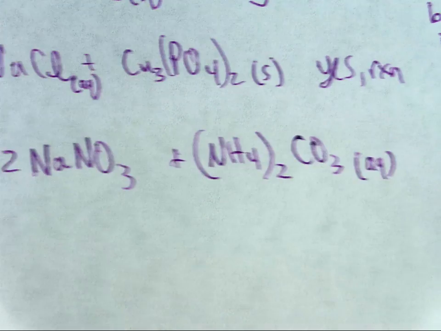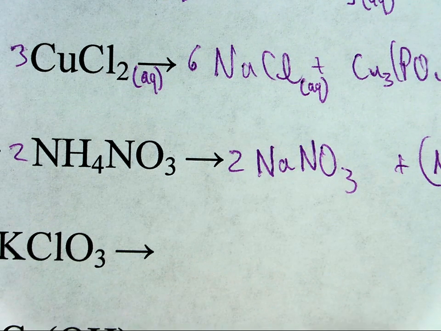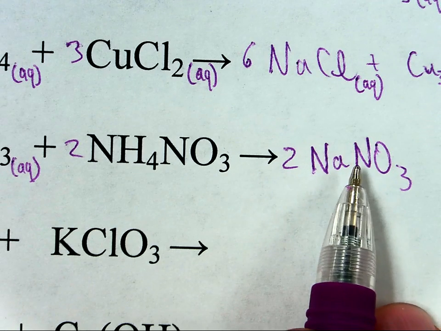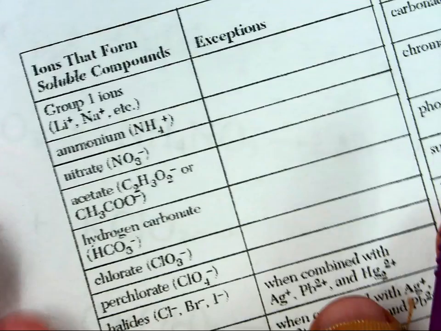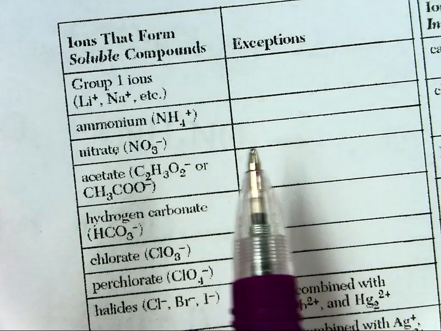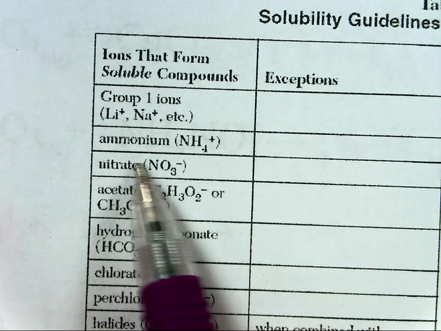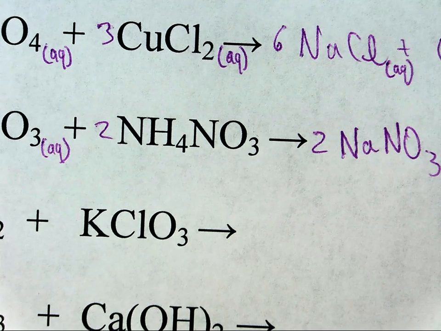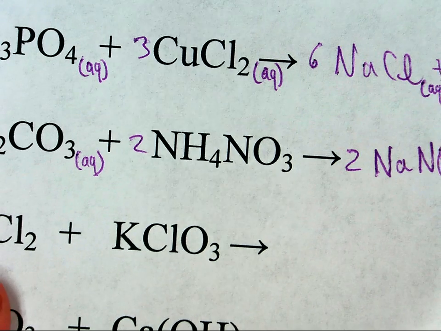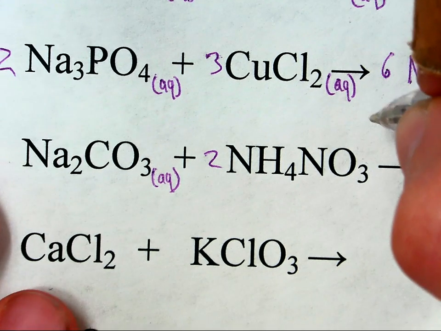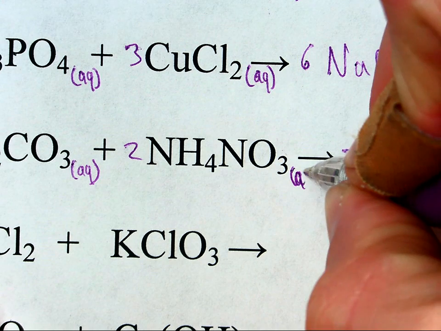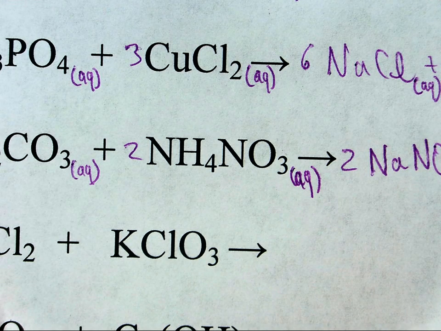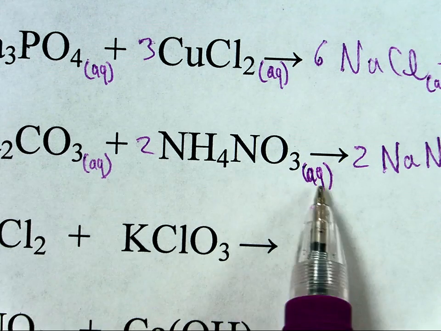Next, nitrates. I got sodium nitrate and ammonium nitrate. So I go and look at nitrates on the chart and find them right here. Always soluble, no exceptions. So that means ammonium nitrate, aqueous. Sodium nitrate, aqueous. All products are aqueous.